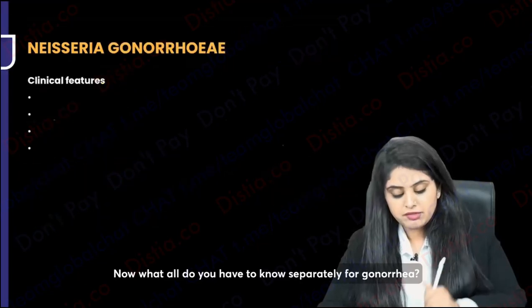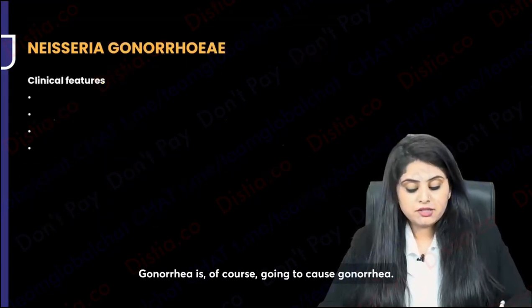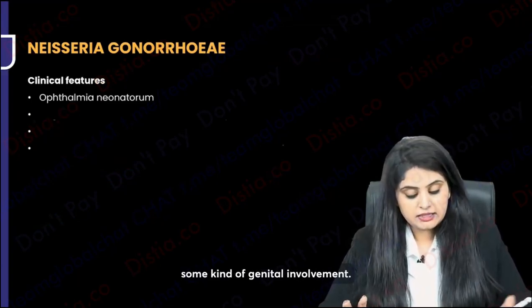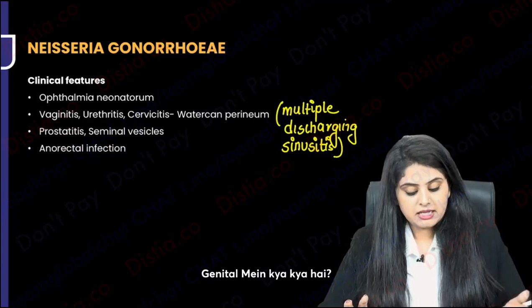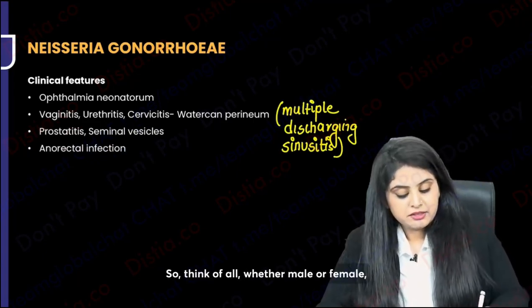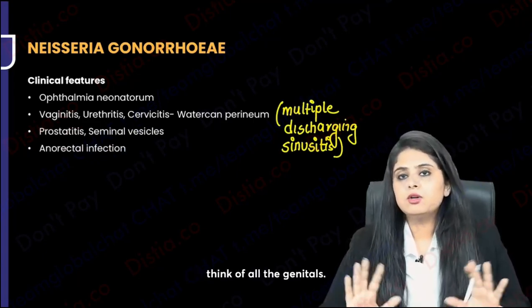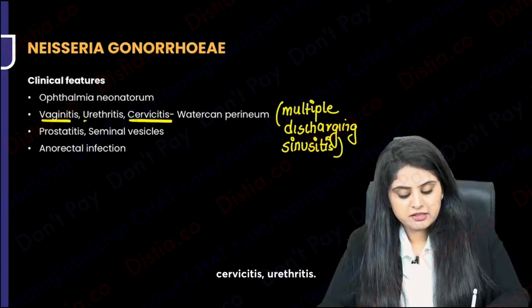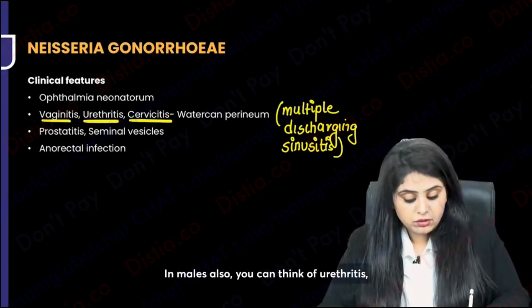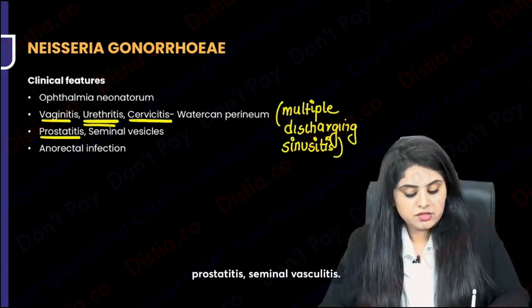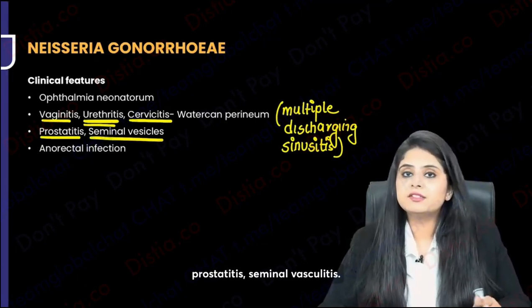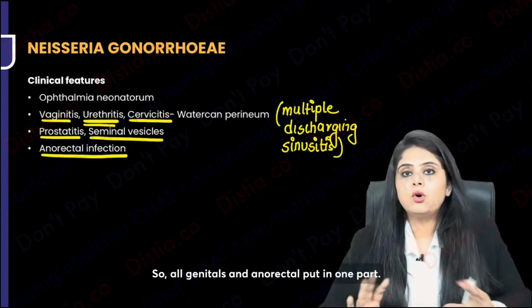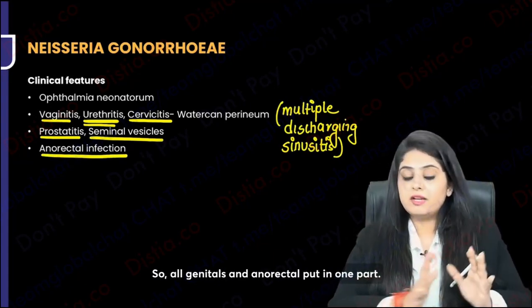Now, what all do you have to know separately for gonorrhea? Gonorrhea is of course going to cause genital involvement. So what are the genital manifestations? I've got you a list. Think of all the genitals, whether male or female. In females, you can think of vaginitis, cervicitis, urethritis. In males also, you can think of urethritis, prostatitis, seminal vesiculitis. Genitals are affected. Anorectal infection can be seen. So all genitals and anorectal put in one part.